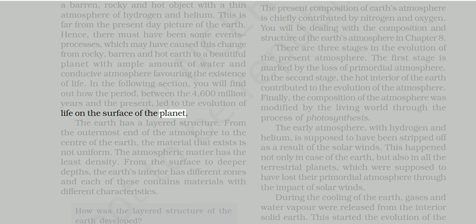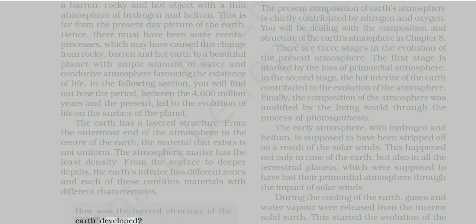The Earth has a layered structure. From the outermost end of the atmosphere to the center of the Earth, the material that exists is not uniform. The atmospheric matter has the least density. From the surface to deeper depths, the Earth's interior has different zones and each of these contains materials with different characteristics. How was the layered structure of the Earth developed?